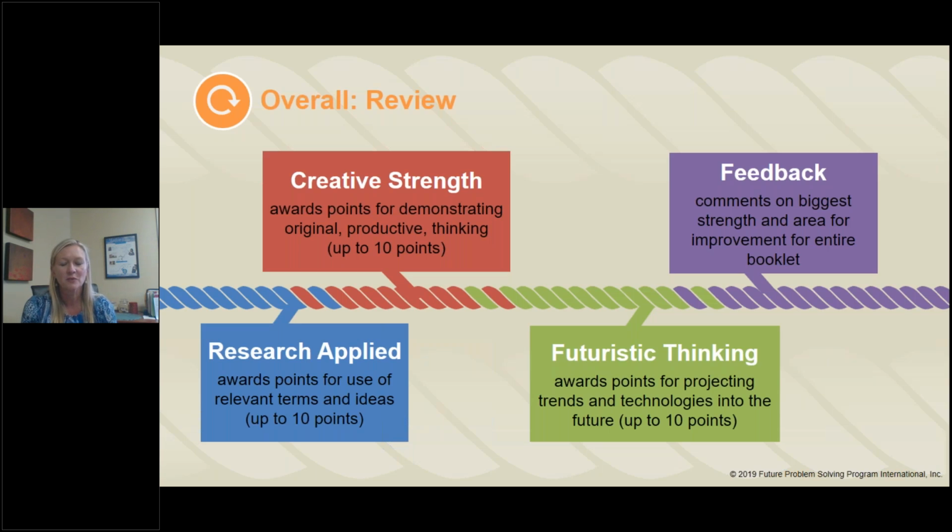These overall aspects, while it's important for evaluators to familiarize themselves with the research on the topics, assessing overall and providing the input that the students are looking for, futuristic thinking, research applied, creative strength, is easier for evaluators to identify if they themselves have familiarized themselves with the topic. So this is a good place to point out that make sure you do your research so that you can provide the best feedback to the students.